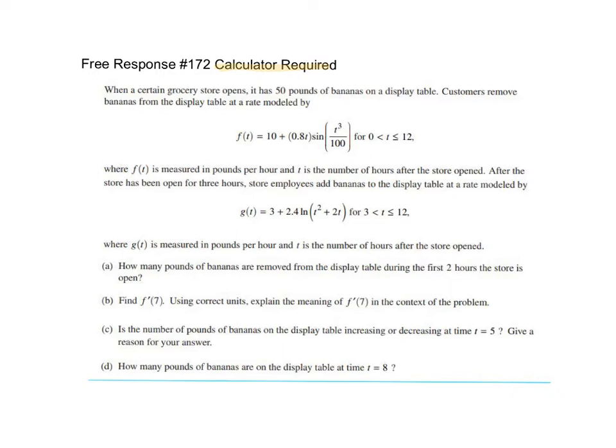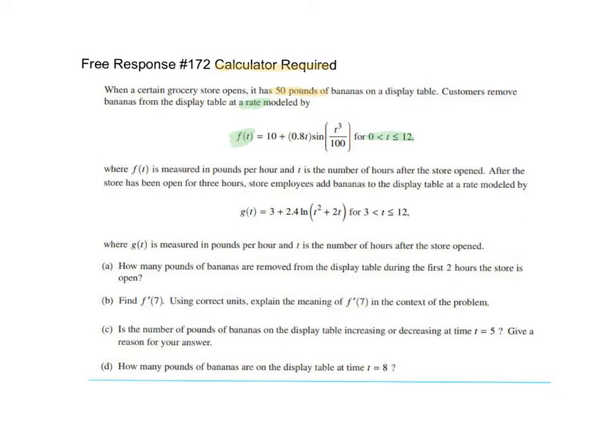When a certain grocery store opens, it has 50 pounds of bananas on display. So that's going to be an important initial quantity there. Customers remove bananas from the display at a rate modeled by f of t. So f of t is a rate. It's a derivative. And that particular function applies for t from 0 to 12. F of t is measured in pounds, and t is the number of hours since the store opened.